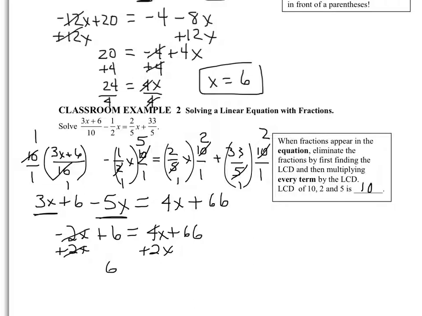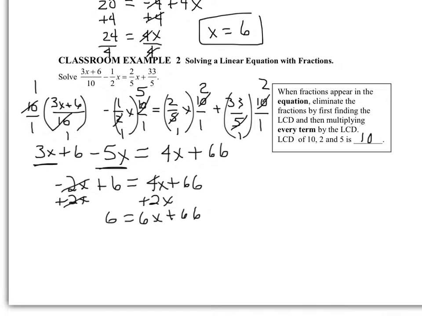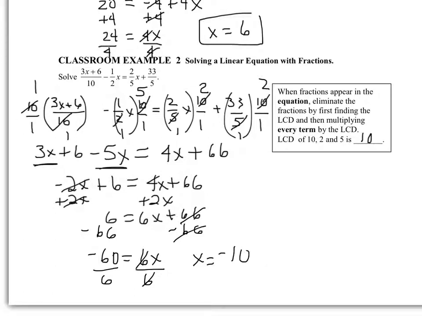That means I now have 6 equals 6x plus 66. Remember, I'm trying to get the x isolated, and the x term is on the right, so I need to get rid of the plus 66. I'll do that by subtracting 66 from each side. That means now, on the left, 6 minus 66 gives me negative 60 equals 6x. And the last step to solve for x would be to divide each side by 6, which means x equals negative 10. And that would be my solution. If I go back and I put negative 10 in place of x, I would discover that the left side of the equation will indeed equal the right side.